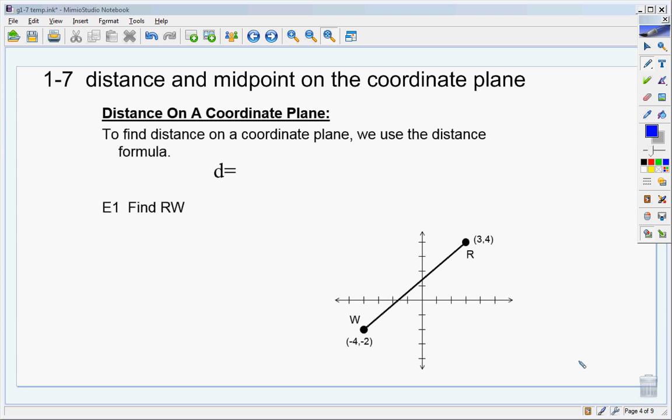Let's talk about distance and midpoint on the coordinate plane. This is formula driven. You need to memorize these formulas. They are not on a reference sheet. If they ask you a distance or a midpoint question on the EOC and you don't know the formulas, you're not going to be able to get those questions right.